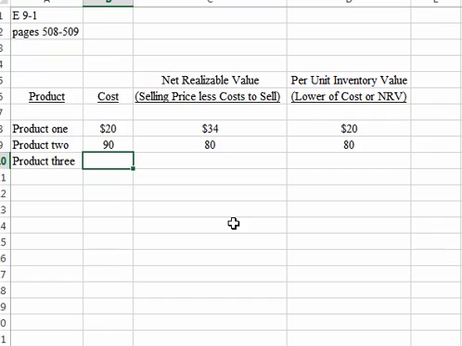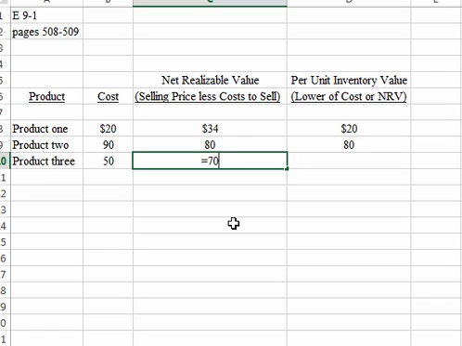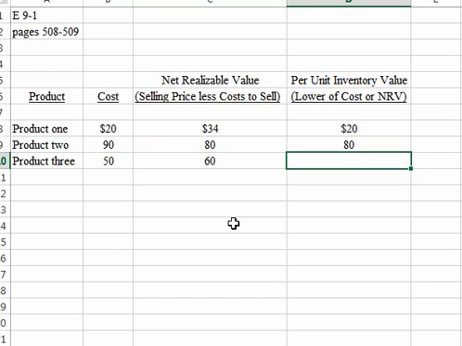Okay, the cost for Product 3 is $50. The net realizable value would be the sales price, $70, minus the cost to sell, $10. That gets us $60, which is greater than the cost, so we would report that one at $50 cost.